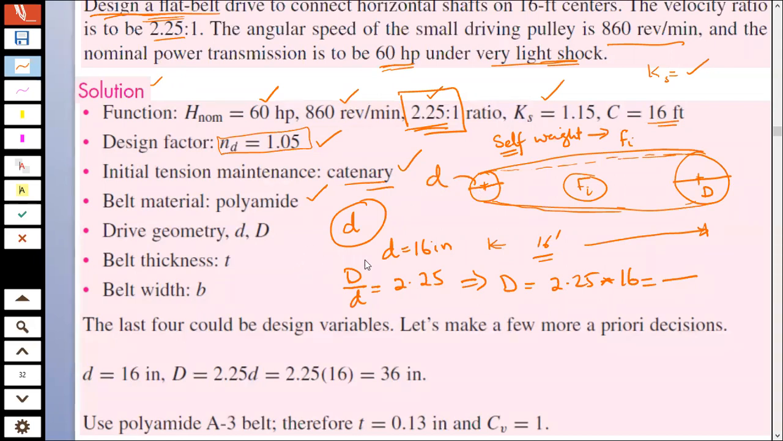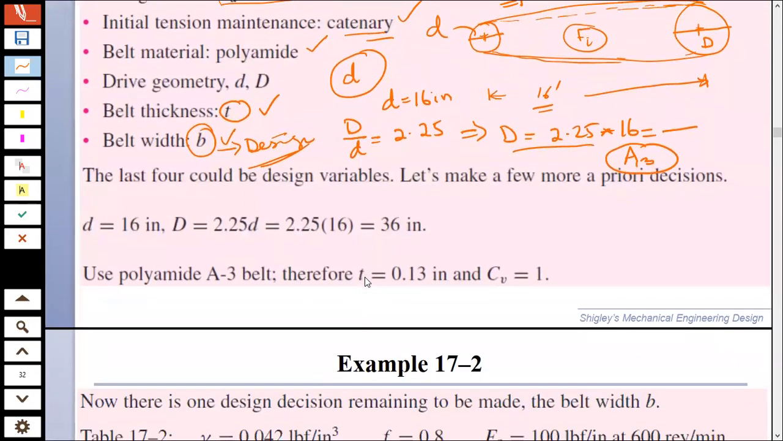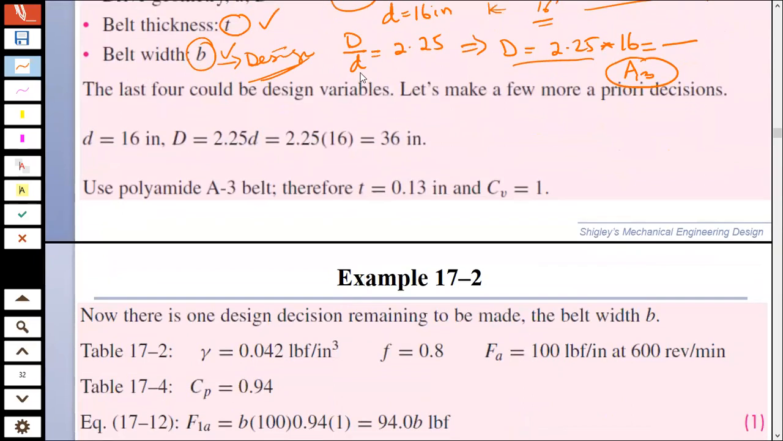The belt thickness, once you choose this, let's say if you want to use the polyamide A3 type belt, you will know the thickness from the table. As far as width is concerned, the width is also not given to you, so you are going to choose it, or come up with a design for how much it should be. In this problem, all the parameters, when you work them out, you will work them out in terms of b, or you can initially choose some b.